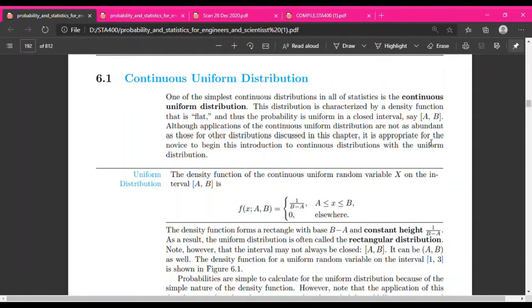Okay, untuk uniform distribution, kita baca sikit. Dia kata this is the simplest continuous distribution in all of the statistics. This distribution is characterized by a density function that is flat, and thus the probability is uniform in a closed interval, say A and B.